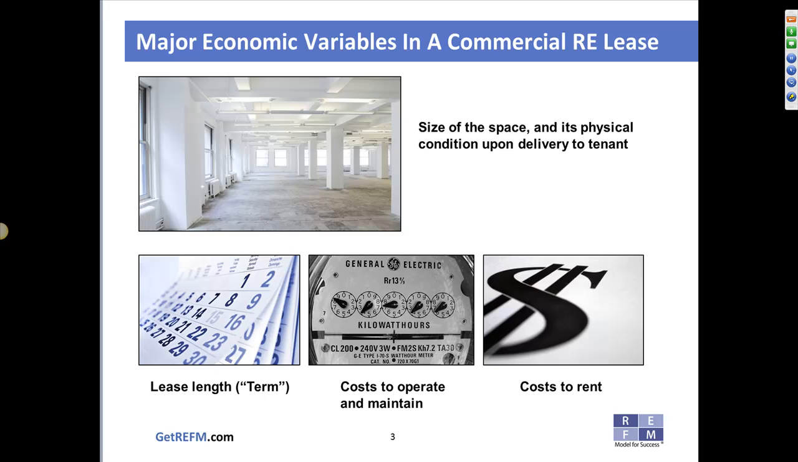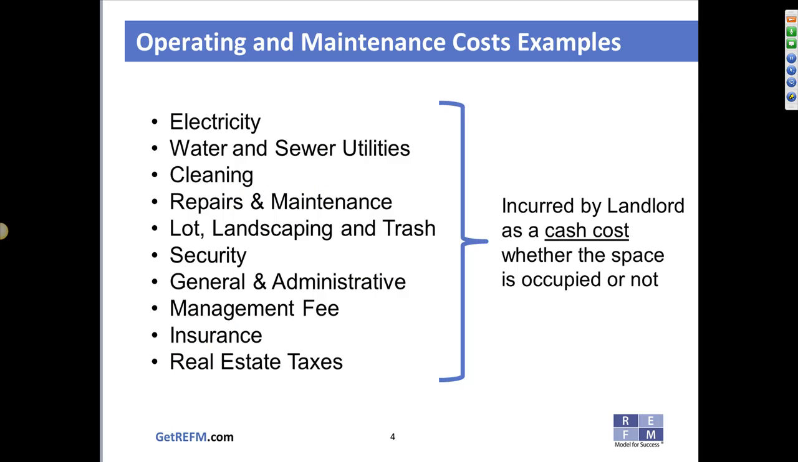Next, in terms of variables, are the lease length or the term of the lease, and then the costs to operate and maintain that space and the costs to rent the space to the tenant. Some examples of operating and maintenance costs that are incurred by the landlord as a cash cost, whether this space is occupied or not, are electricity, water and sewer, cleaning, repairs and maintenance, lot landscaping and trash as it relates to the overall property, and that particular space's pro rata share of those property-wide costs, security, general and administrative, management fee, insurance, and real estate taxes. All of these costs will be pro rata to the size of the space in question.